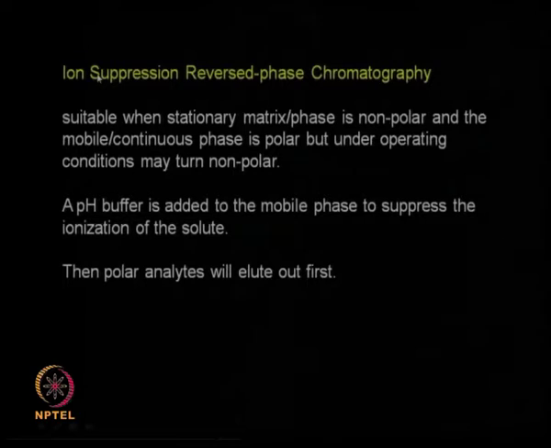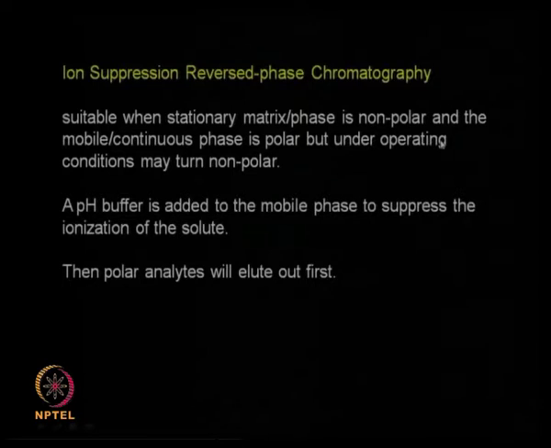Then there is another type of chromatography which is called ion suppression reverse phase chromatography. So the name implies that we are trying to suppress the ionization of a particular protein. Once you suppress, then you use the reverse phase system to purify. So this is very suitable when you have the stationary matrix or the phase is non-polar and the mobile or continuous phase is polar, but under operating conditions may turn non-polar. So what do we do? We add a pH buffer so that the mobile phase is suppressed of ionization.